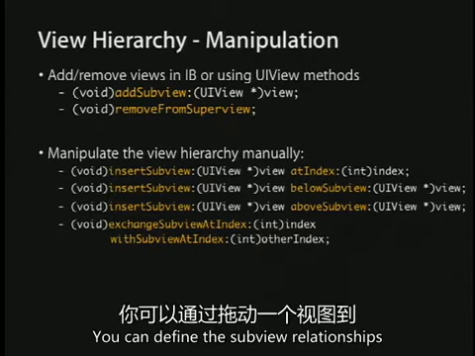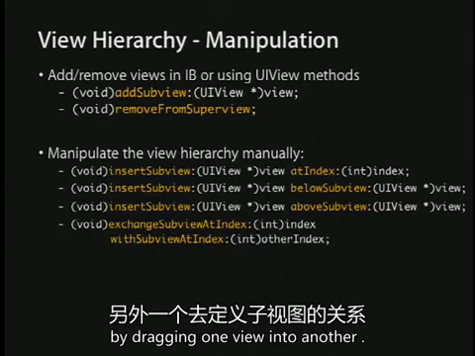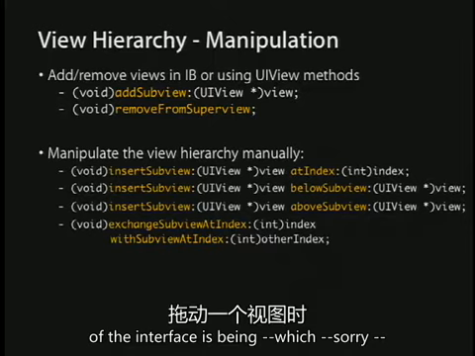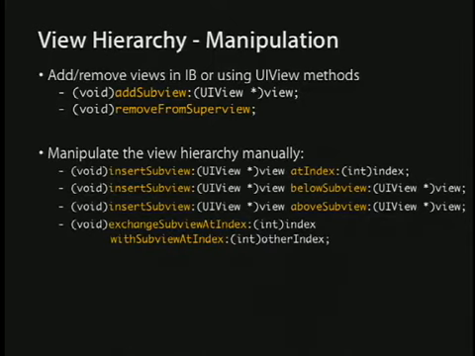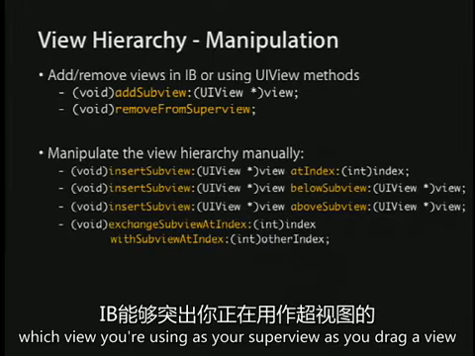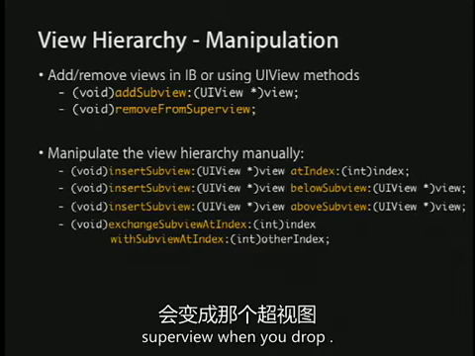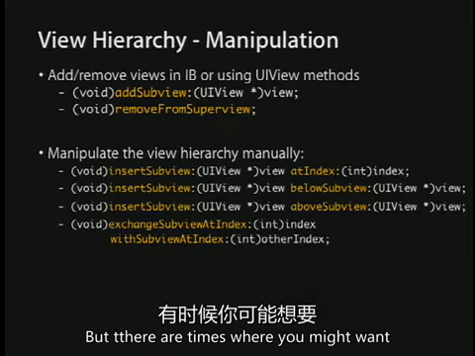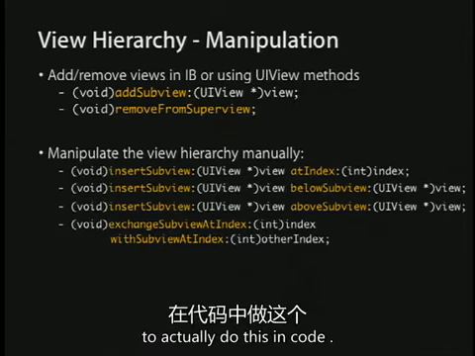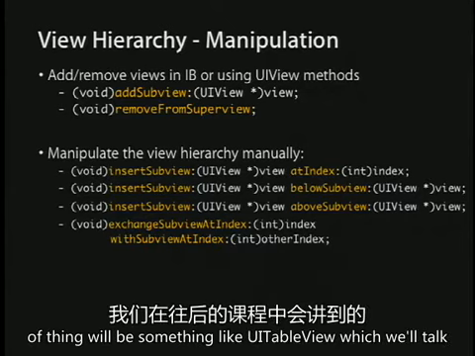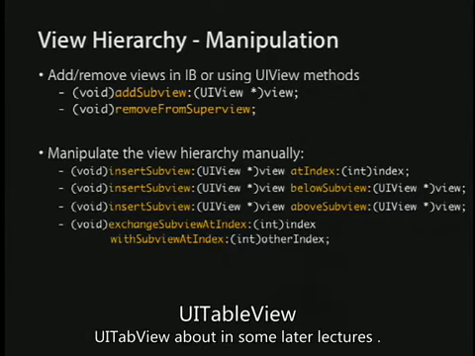You can define the subview relationships by dragging one view into another. As you drag a view around in Interface Builder, it'll highlight whatever view is going to become that view's superview when you drop. But there are times where you might want to actually do this in code. One of the most common cases of that will be something like UITableView, which we'll talk about in some later lectures.